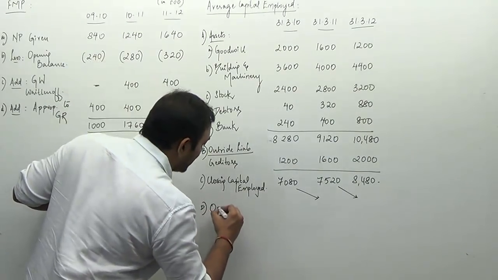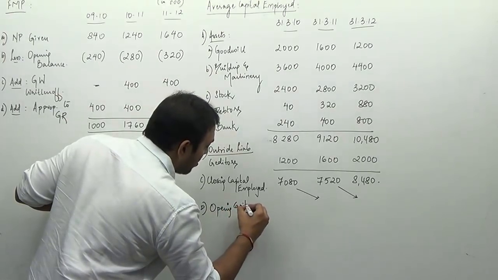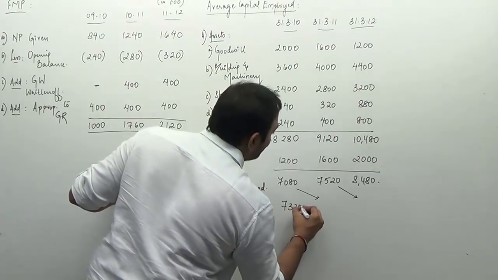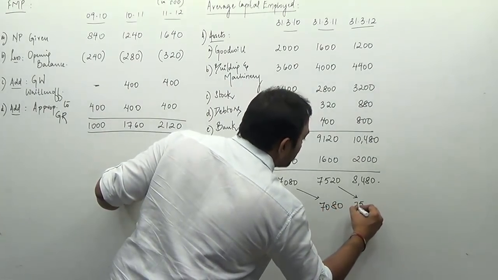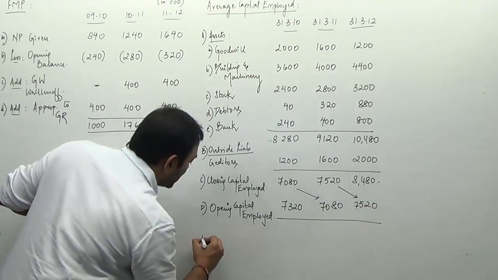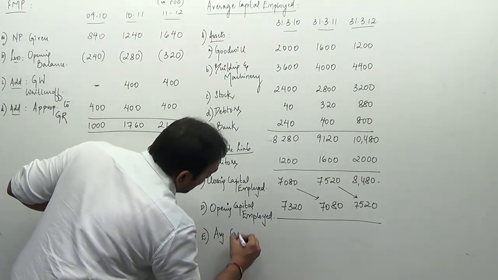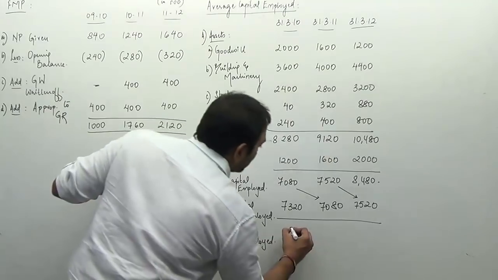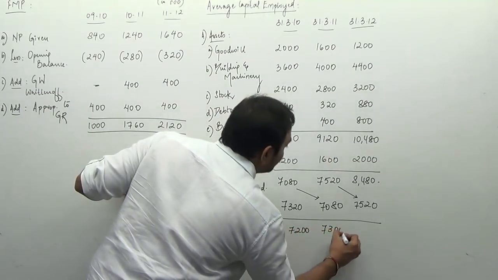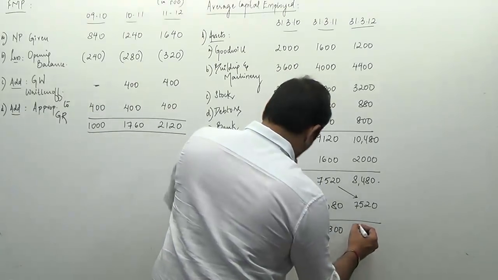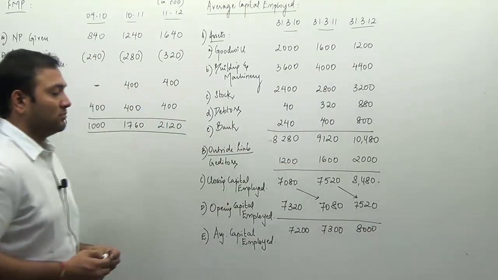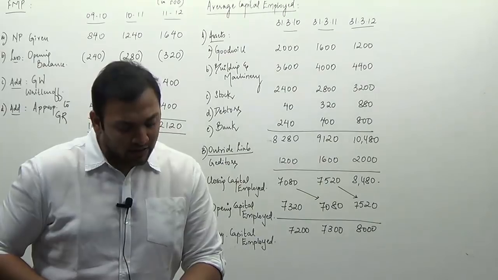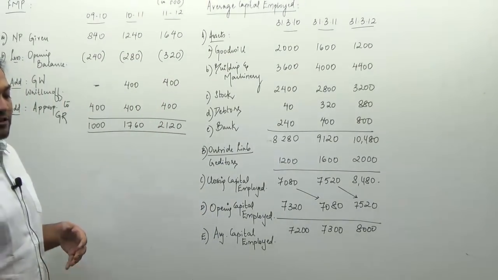So opening capital employed is 7,320. This should be the same figure, 7,080 and 7,520. Considering these two, I can calculate average. Average capital employed is simply opening plus closing divided by 2. This is 7,200. This is 7,300. This is 8,000. Average capital employed then, FMP here, NRR given, you can calculate super profits, get a simple average of super profits multiplied by 5, you get the goodwill.